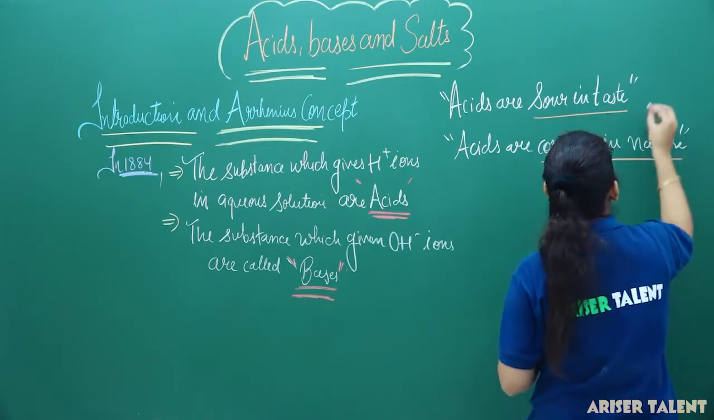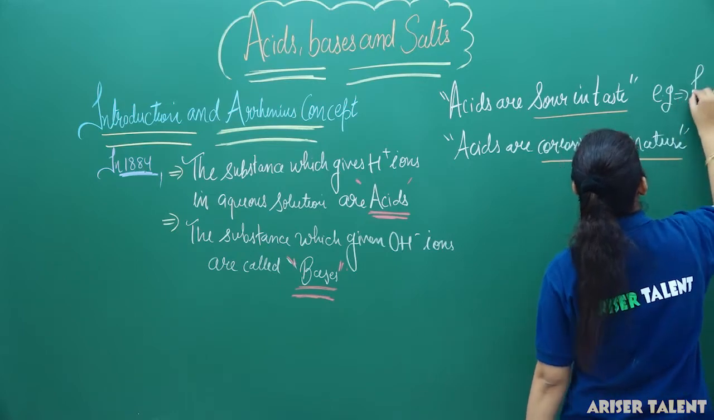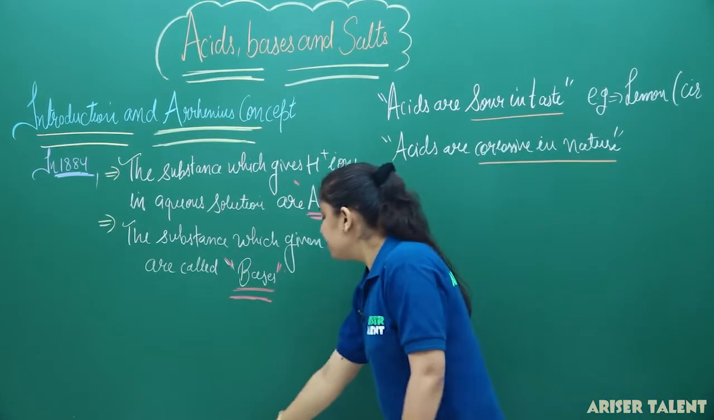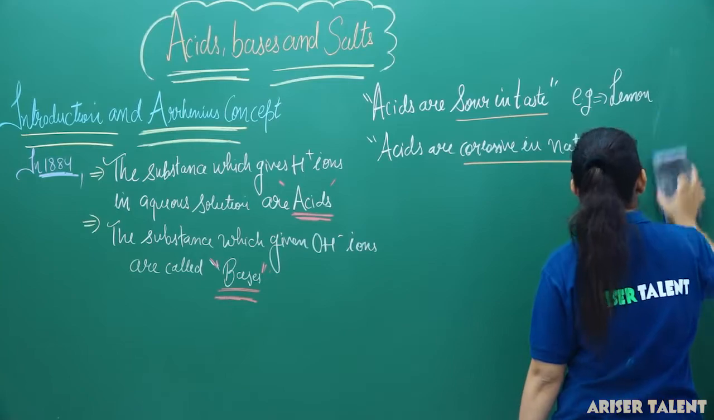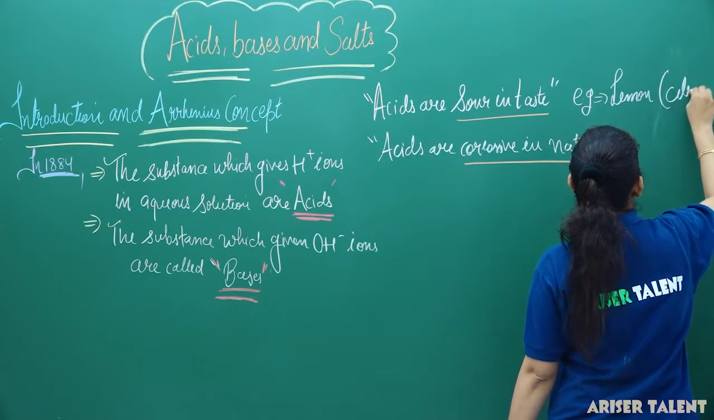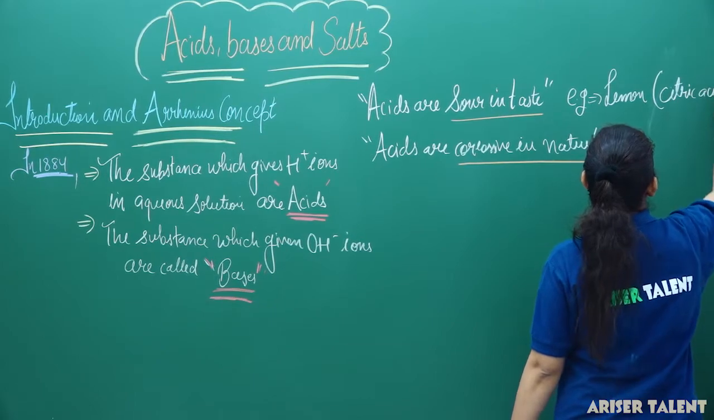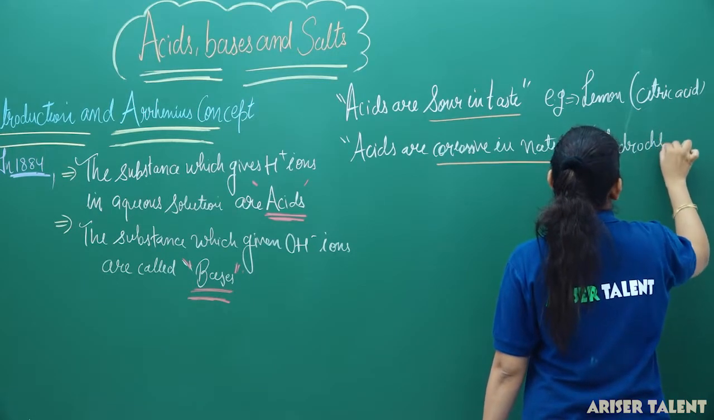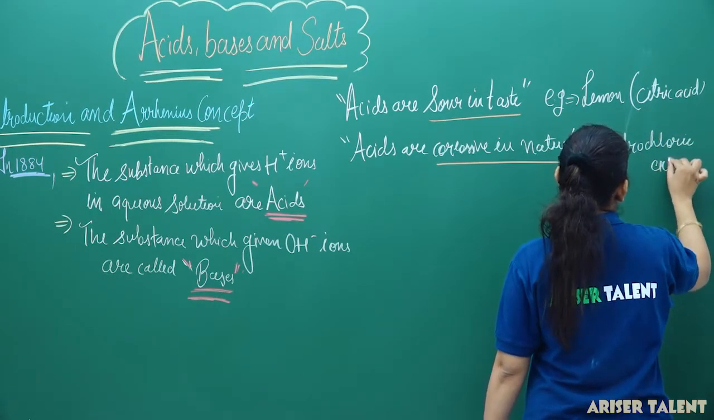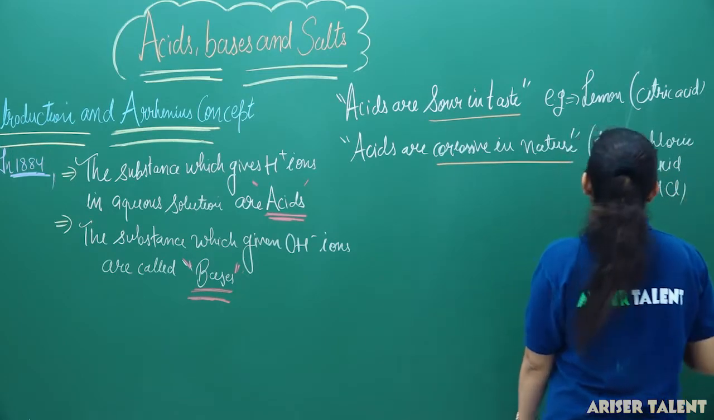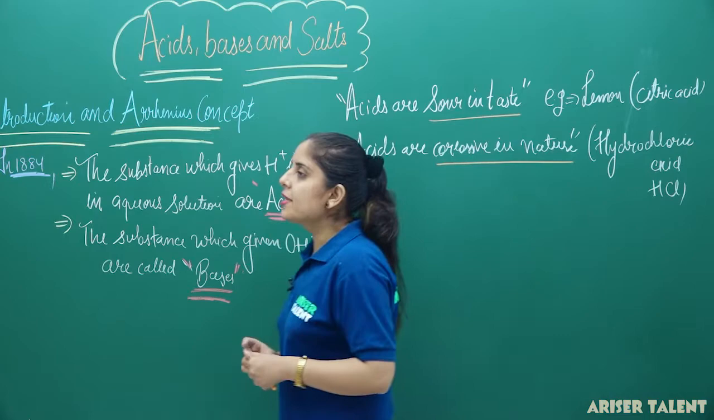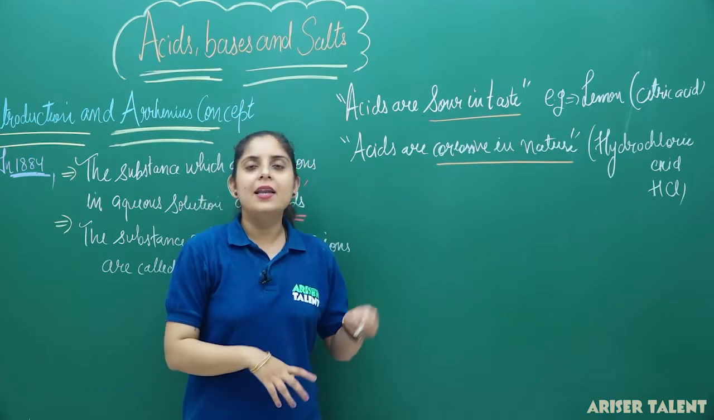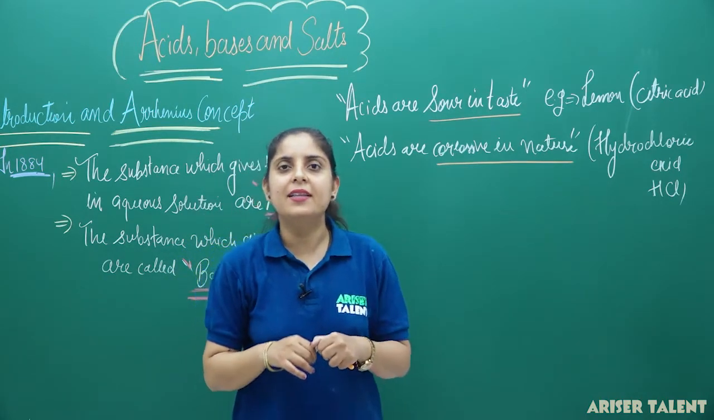So sour taste can be identified with a very common example, lemon. Lemon has citric acid as its main constituent. But if I am talking about the corrosive nature, the example here is hydrochloric acid, that is HCl. Clear? So these are the two examples which show which substances in nature are acids. So this is the Arrhenius concept regarding acids and bases.